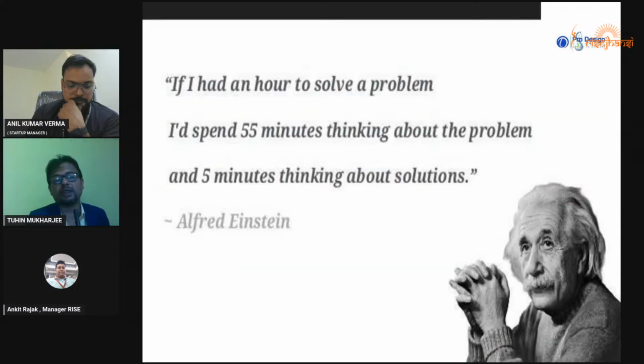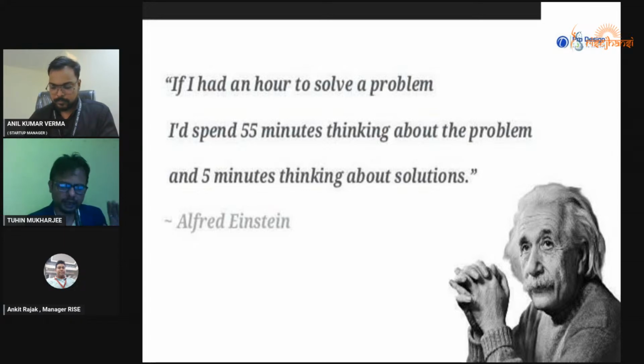Now once Einstein said, if I had 1 hour to solve a problem, I'll spend 55 minutes thinking about the problem and 5 minutes about the solution. Very important. If you are given a problem and you think again and again about the problem, the solution comes to you. So that is what design thinking is all about: think about the problem, go to the root of the problem.